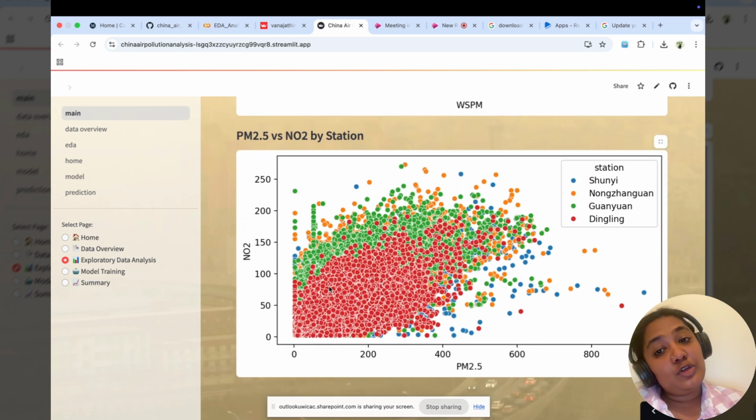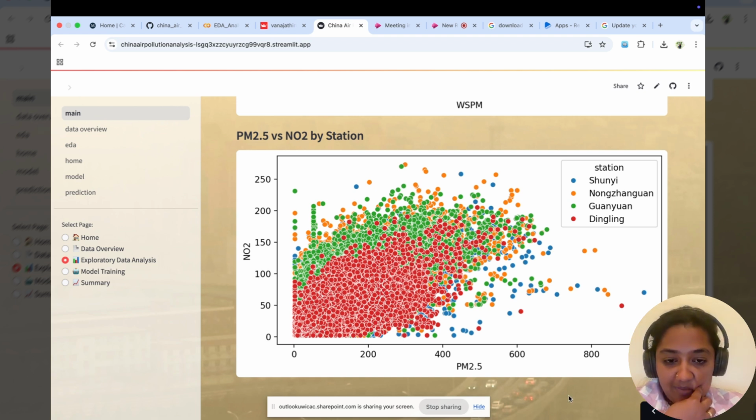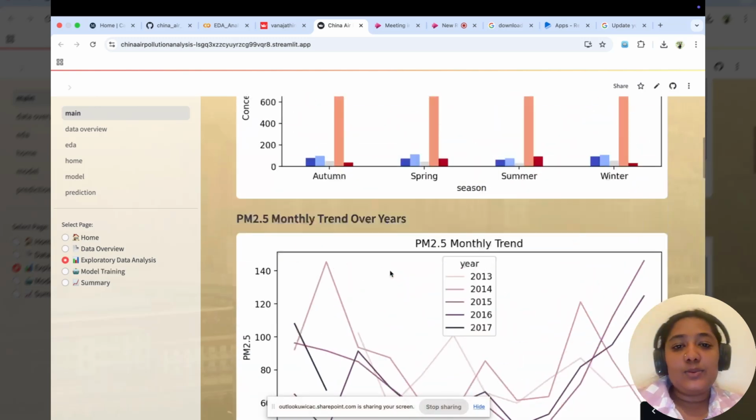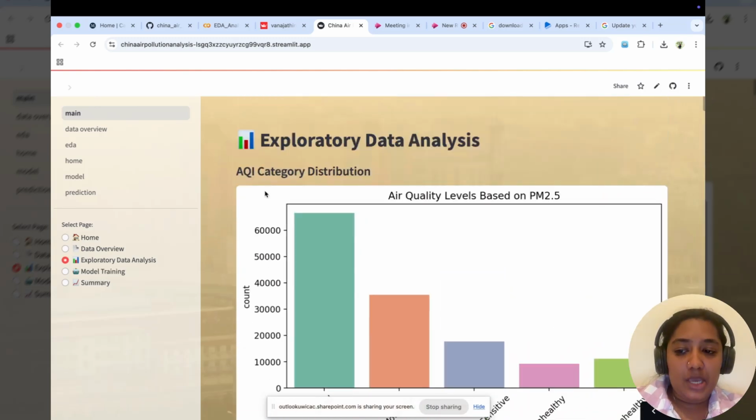And then PM 2.5 versus NO2 by station. We have differentiated NO2 and PM 2.5 for the stations, Nongzhanguan, Wanshouxigong, and Dingling. According to the color, we have differentiated. We can easily check that the majority is Dingling. We can see here the red one is the majority one, right? Yes. So this is my EDA analysis page.